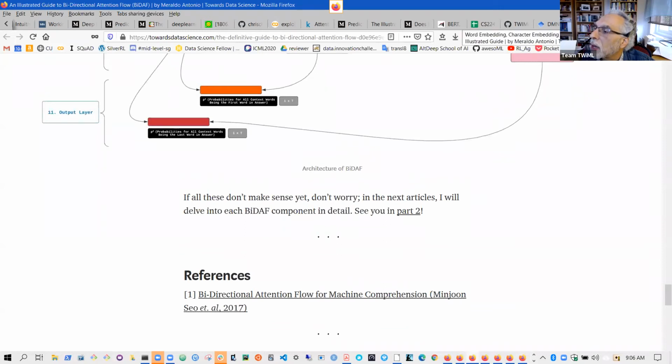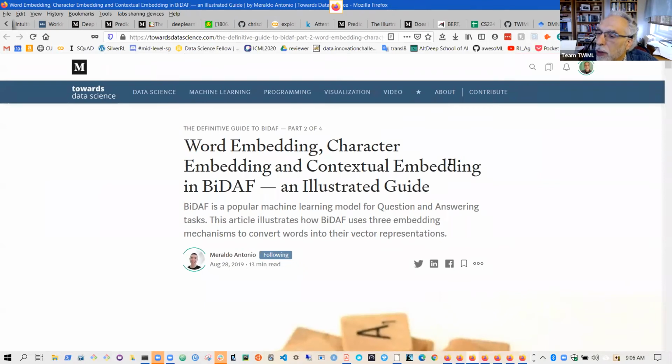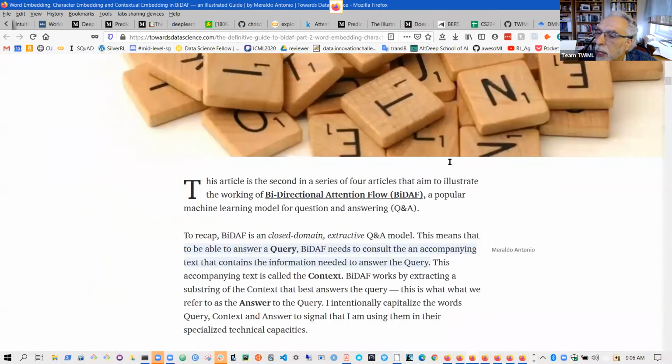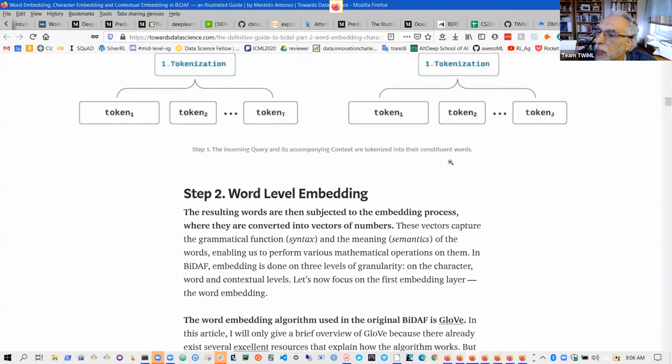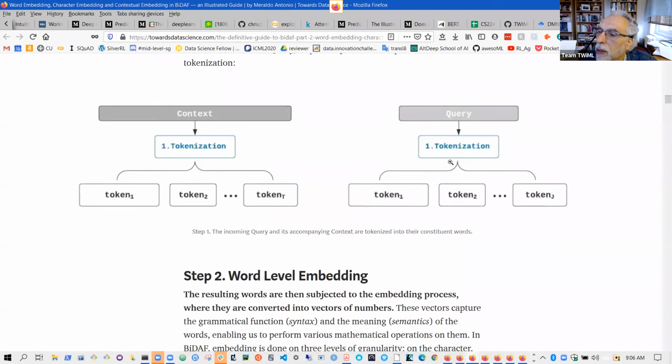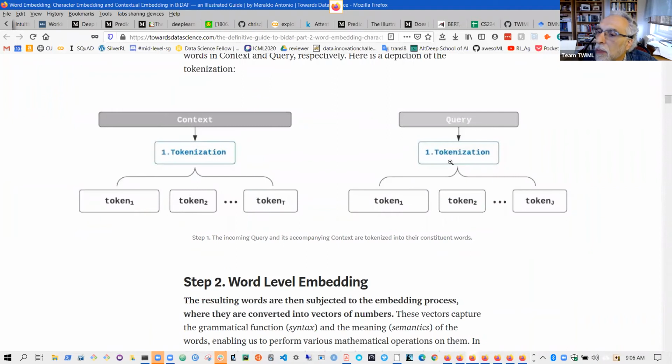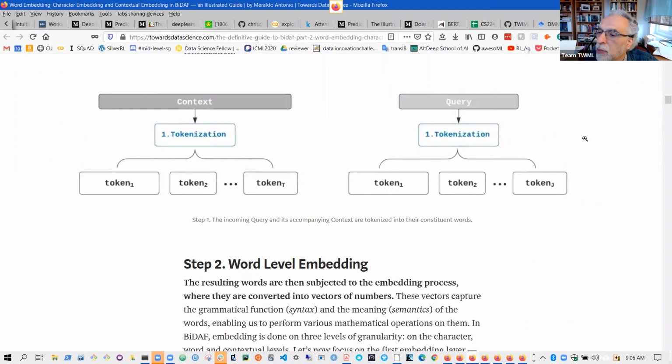Yeah. So I'm going to briefly go to part 2, where he explains in detail all the pieces. So that's something to look forward to. Here's where he puts everything together. Tokenization, we kind of understand that. This is the passage, reading from the passage that has the answer to the question in it. This is the question itself.